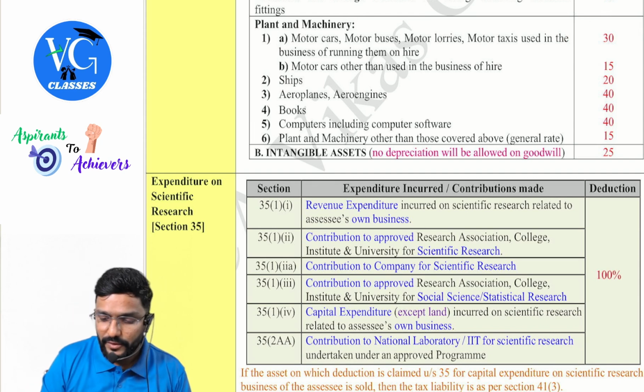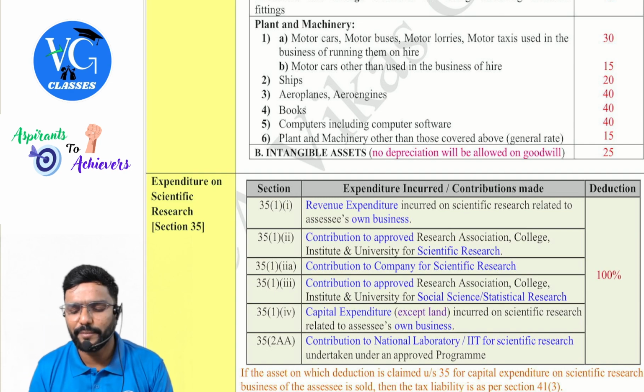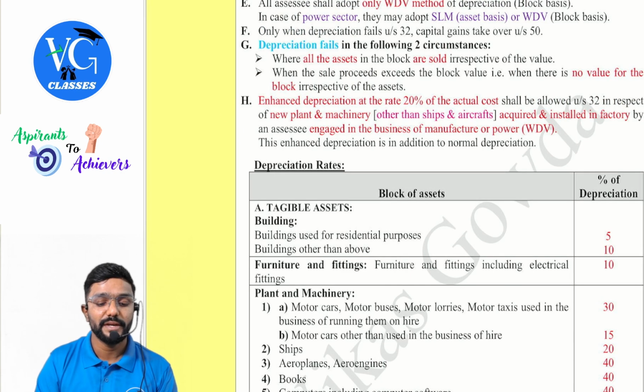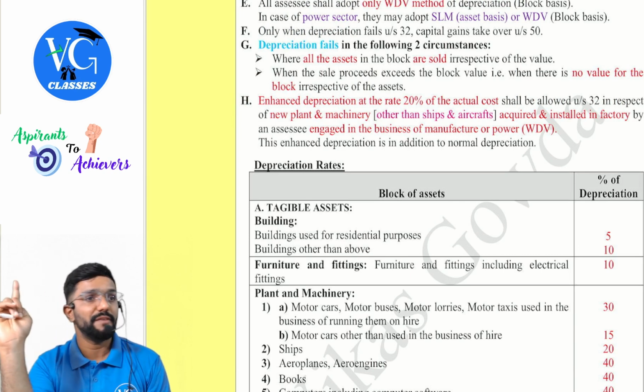Next, ship, 20%. Aeroplanes, aero engine, books, 40%. Computer, including computer software, 40%. Plant and machinery, if they simply use the name plant and machinery, apply 15%. And please be careful, always check enhanced depreciation also. This is only for the new plant and machinery purchased and put to use during the previous year.